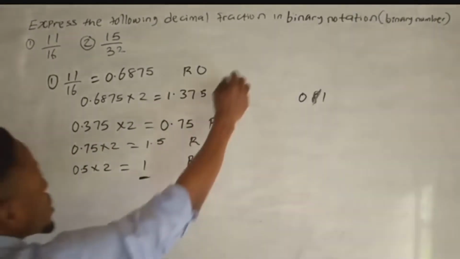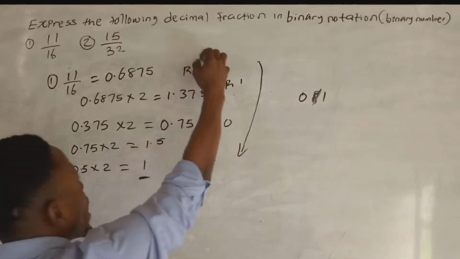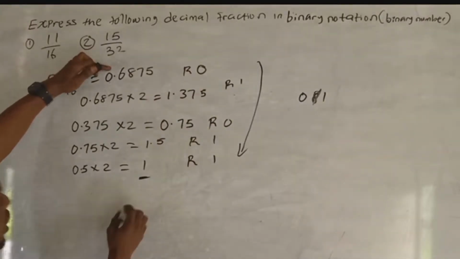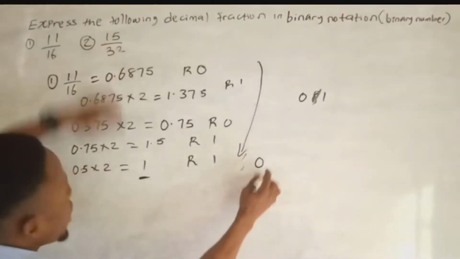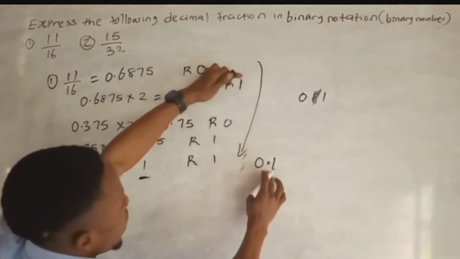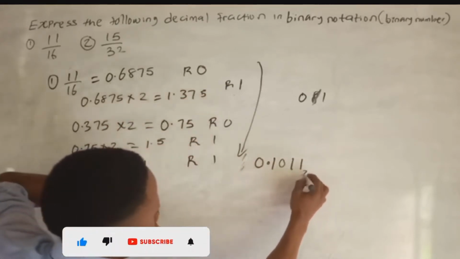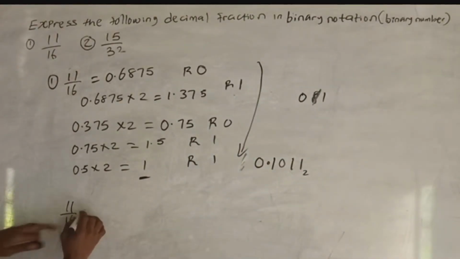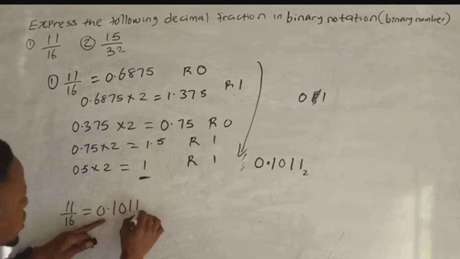Now to write the binary number, we read the remainders from top to bottom. The first is 0, and we put a point. The next remainder is 1, then 0, then 1, and then 1. So if I convert 11 over 16 to a binary number, the answer is 0.1011 in base 2.